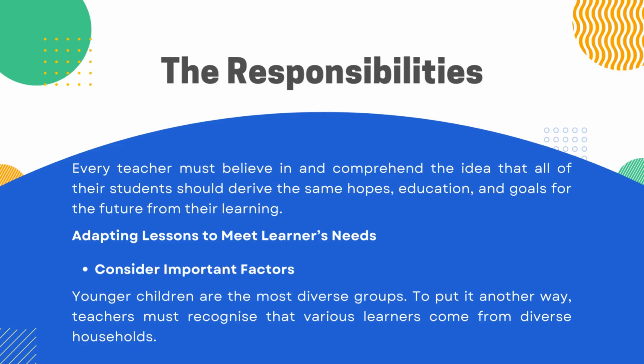The key distinction is that some pupils will learn more quickly than others. Once more, they will instruct students who are in some way challenged or disabled. In light of this, it is essential for a teacher to recognize and cater to each learner's requirements without bias, adapting lessons to meet learners' needs. Consider important factors. Every pupil learns differently.